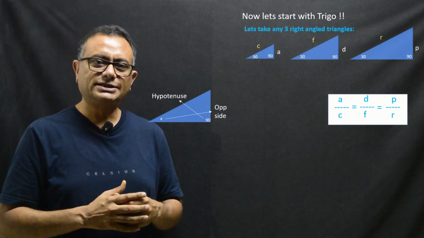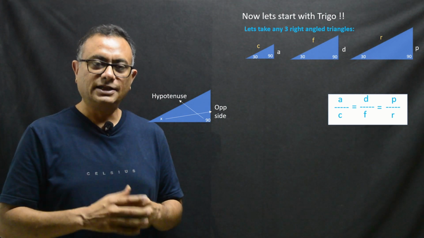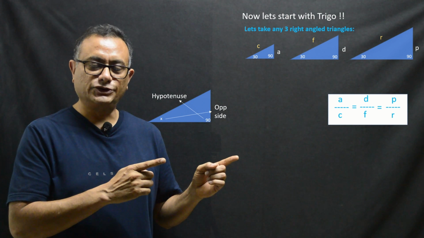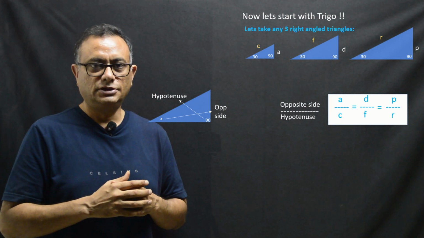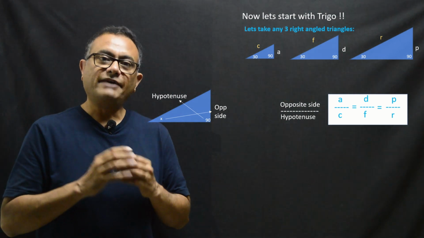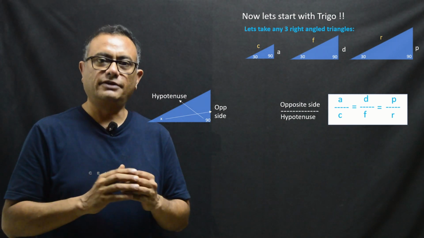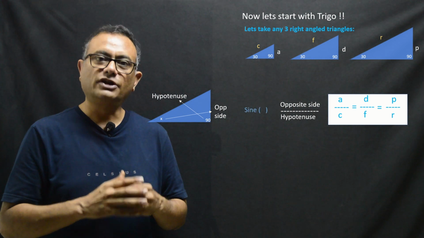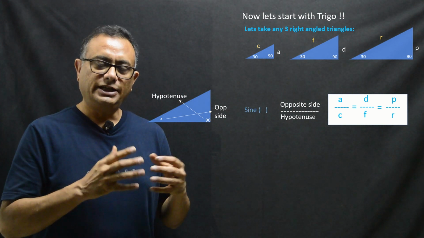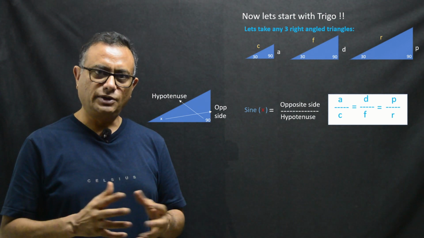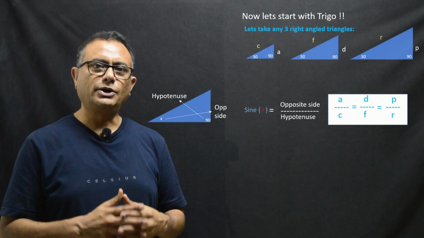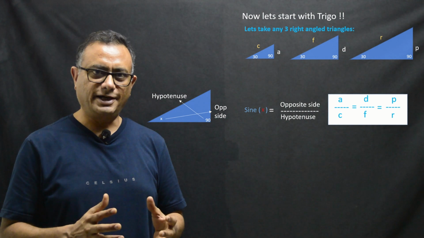With this nomenclature in place, we can say that the identified set of ratios is nothing but opposite side by hypotenuse. In trigonometry, they have a special name for this particular ratio, and that name is called sine. So in our given case, sine of X happens to be equal to A by C equal to D by F equal to P by R.